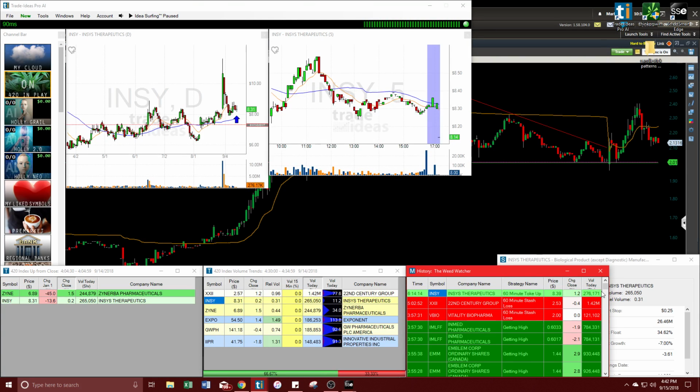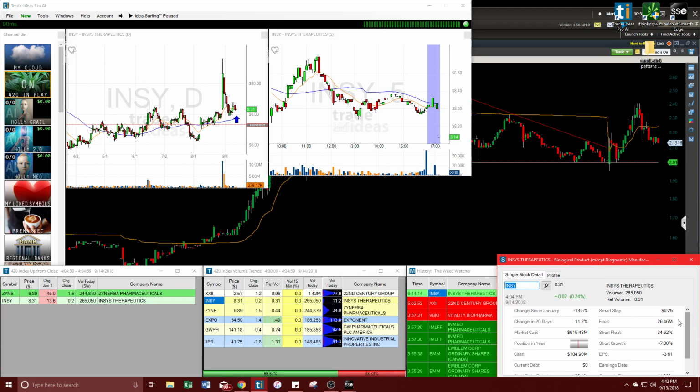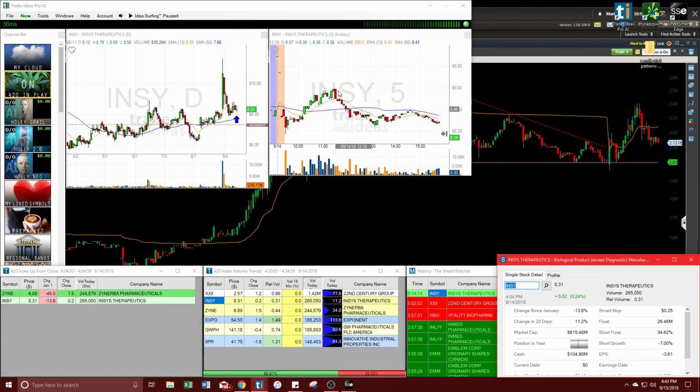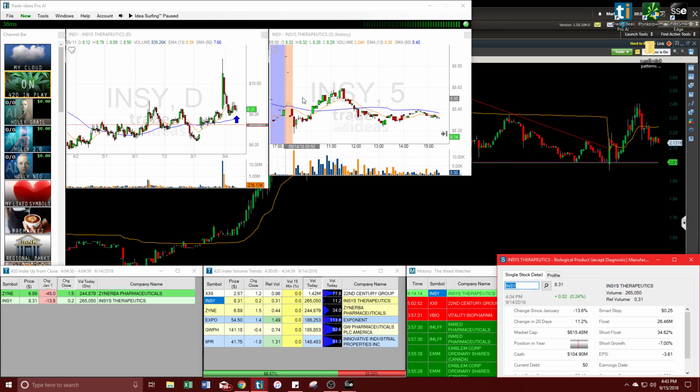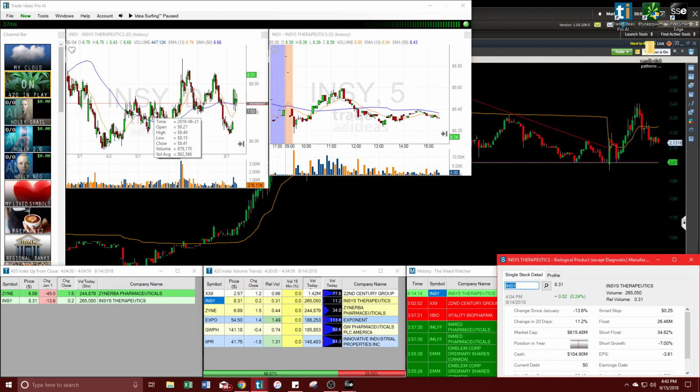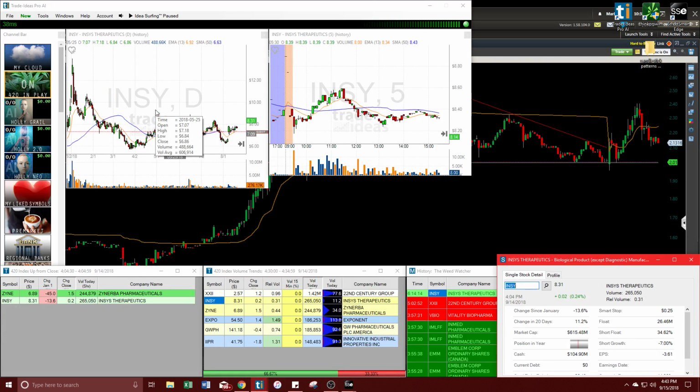So we got INSY with the float of 26 million. See, 820 up to 860. I'm not really seeing anything with it until it gets over at least 850, because I'm seeing resistance here and right here. Let me zoom out a little bit. A lot of resistance here at 850.